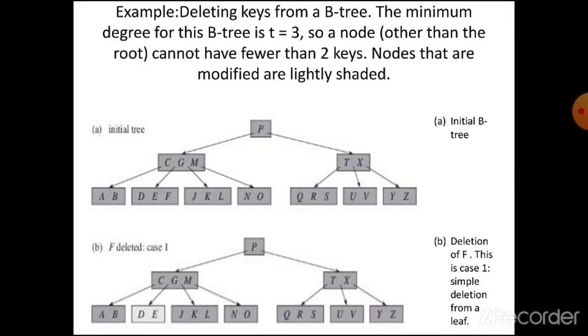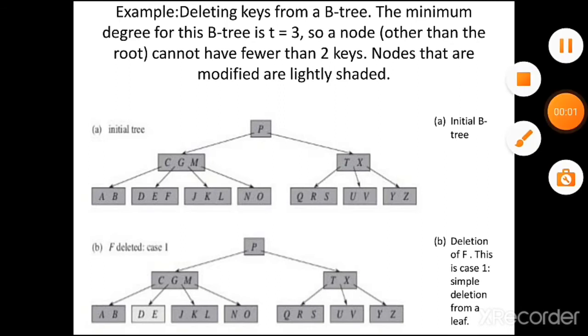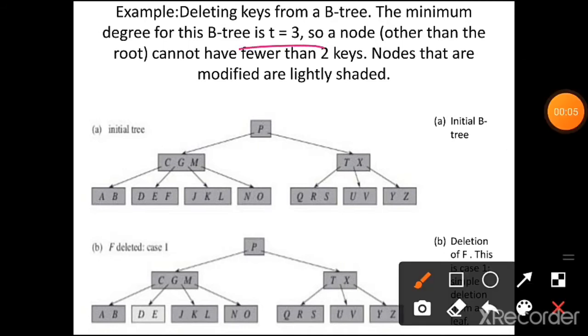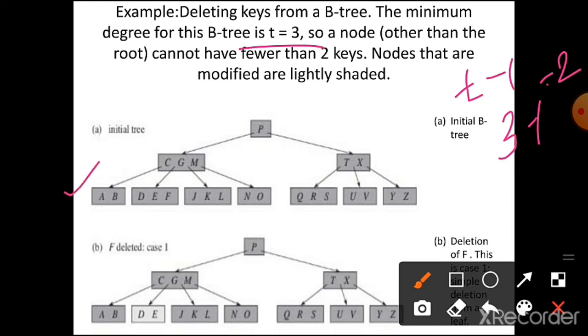Then for an example, here this is a deletion, where the minimum degree is t equal to 3. So at least each node has t minus 1 elements, that is 3 minus 1, that is 2 elements, which must be present in each node. So first, this is the initial tree. We need to delete f.